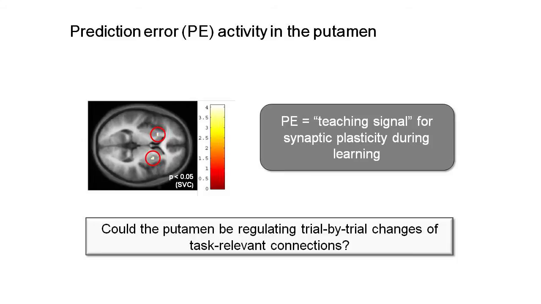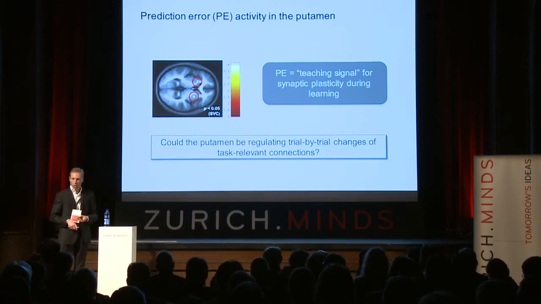then a question arises, an intriguing possibility, namely, could it be that this structure is something like a master structure in the brain that controls, in a trial-by-trial fashion, the strength of connections elsewhere that are needed to do a task? So we took up this possibility and built a little model.